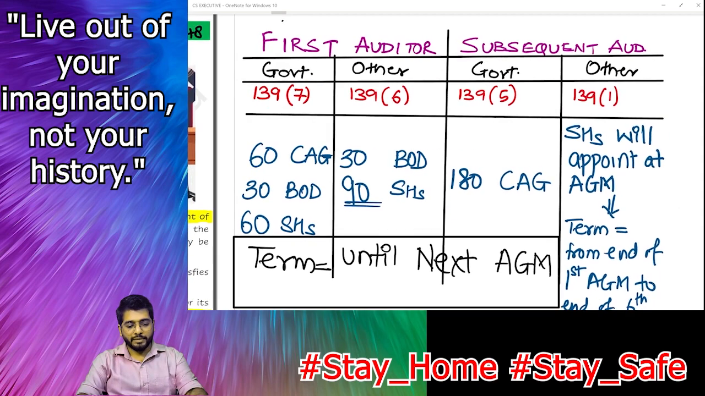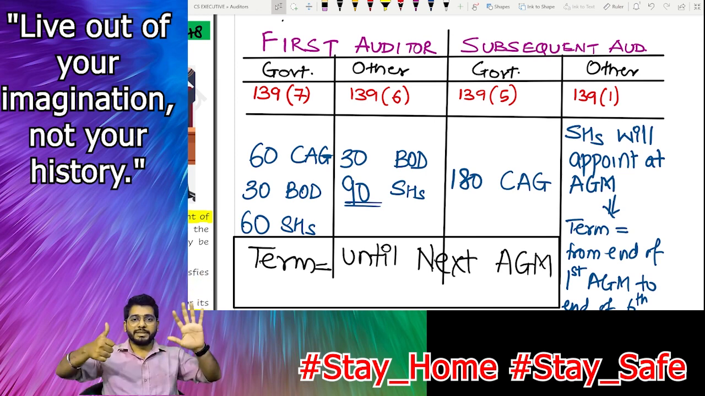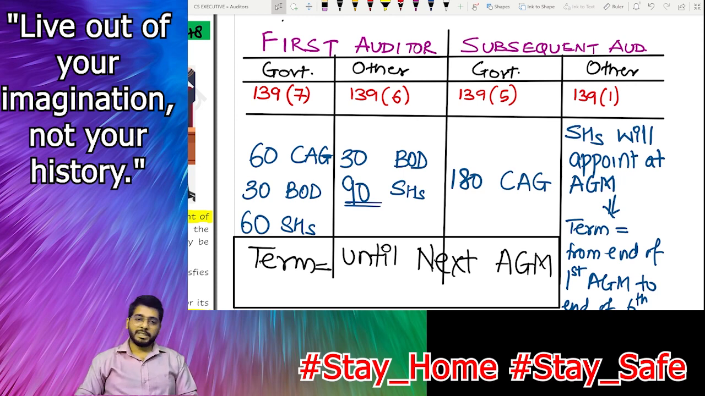What is the provision given over there? First auditor of a government company is appointed by the CAG within 60 days. If the CAG fails, then it will be appointed by the BOD in the next 30 days. If the BOD also fails, then it will be appointed by shareholders in the next 60 days again. So 60, 30, 60. Everybody, 60, 30, 60.